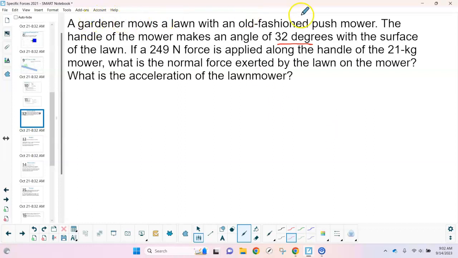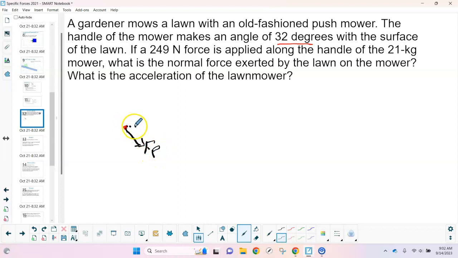So it says a gardener mows a lawn with an old-fashioned push mower. The handle of the mower makes an angle of 32 degrees with the surface of the lawn. So they're kind of pushing. So I would imagine if this is the lawnmower, this red dot, this force is going down and to the right. And I didn't draw that exactly great, but it's fine. I'll say FP for F push. Okay. And it's at an angle. So it's not right, left, up, down. So that's at some angle.